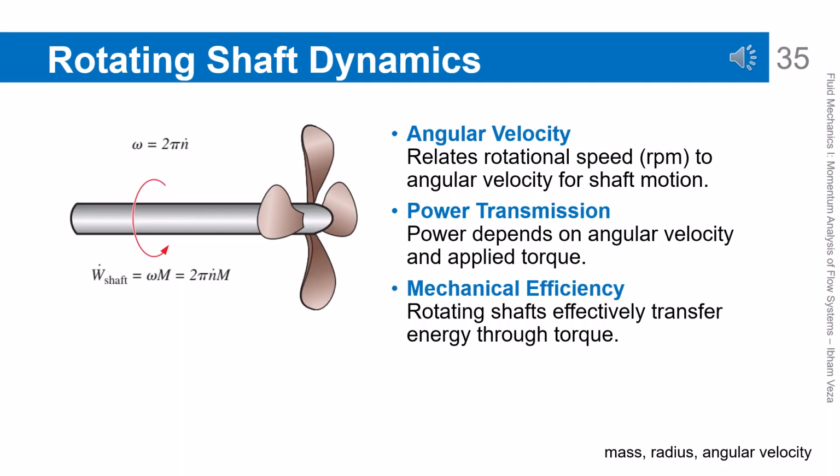Rotating shaft dynamics. Angular velocity is often expressed in RPM and can be converted to radians per second. The power transmitted by a rotating shaft depends on the torque and the angular velocity. The larger the torque, or the higher the rotational speed, the greater the transmitted power. This concept is very important in the analysis of machines and power transmission systems. Rotating shafts are key components in many engineering machines.